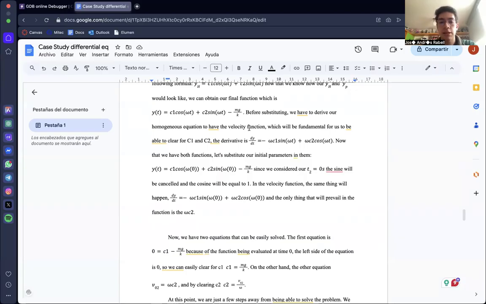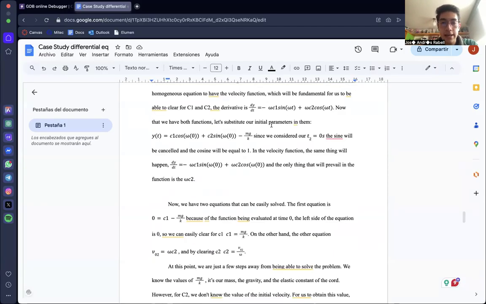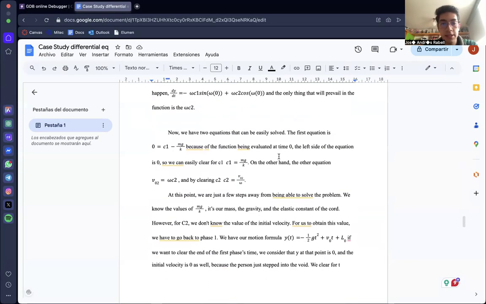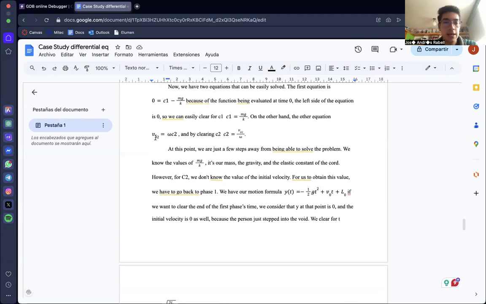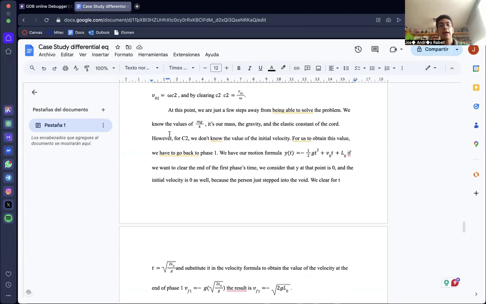However, we also would like to obtain the velocity one because it will be helpful for us. And now we substitute. Since time is zero, the cosine will equal 1, sine equals 0. So we obtain these equations. We can clear for C1 with this and obtain that C1 equals mg over k, and the C2 equals the initial velocity at the second phase over the angular velocity.